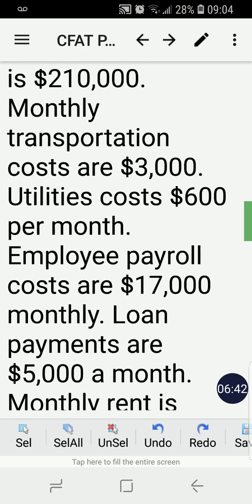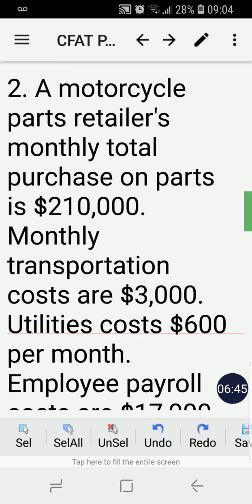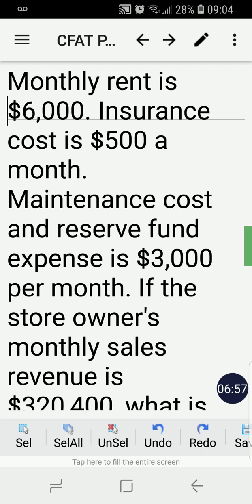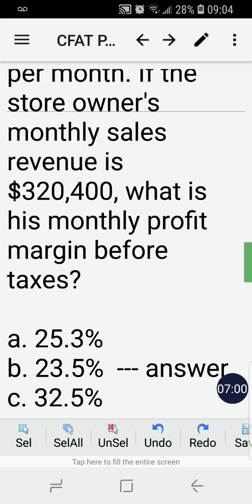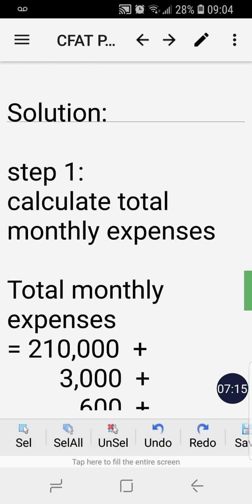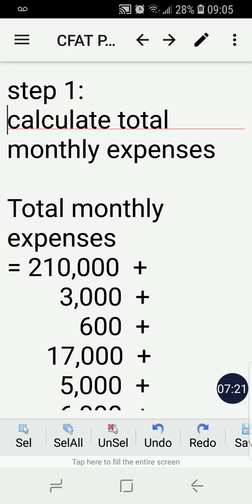Okay, so analyzing the given here, we were given the expenses right here. And at the end, we were given the sales revenue, which is 320,400. Okay, so here are your choices, and the correct answer is 23.5%. Solution. I have broken this into 3 steps, and we start with step 1. Calculate the total monthly expenses.